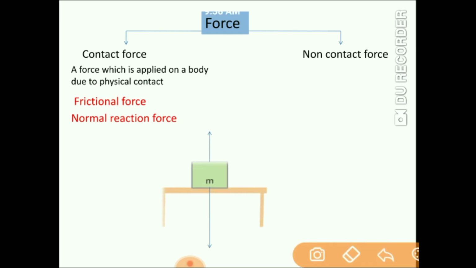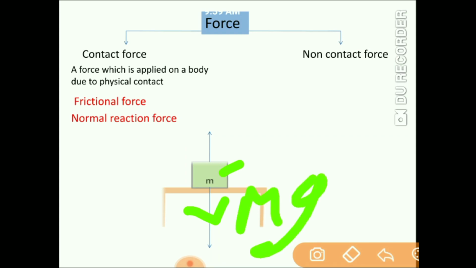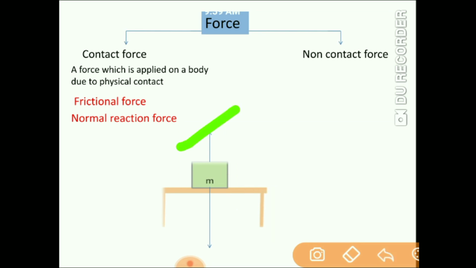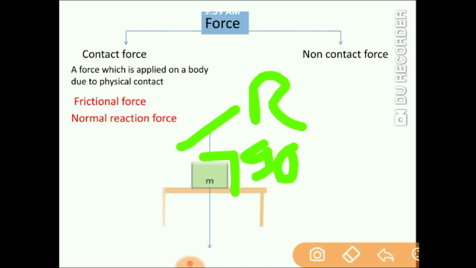So look at this example. Here, a box is kept on the table. This is the direction of the weight of the box. Its value is mg. Now the direction of normal reaction is this. Why is it called normal? Look at the angle. The angle is 90 degrees with the table. That's why this is called normal reaction force. Now its value, in this case, is the same as the weight and directed perpendicularly outwards. Now let us see another example.